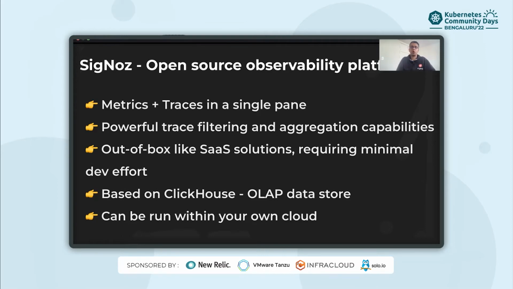We use ClickHouse as the data store. It's an OLAP data store, a columnar DB, and I'll also talk later about why a columnar database is important for observability data. And being open source, you don't need to send data to any outside servers. You can run SigNoz in your own cloud, right? You can set it up very easily, install it, and run it in your own cloud.